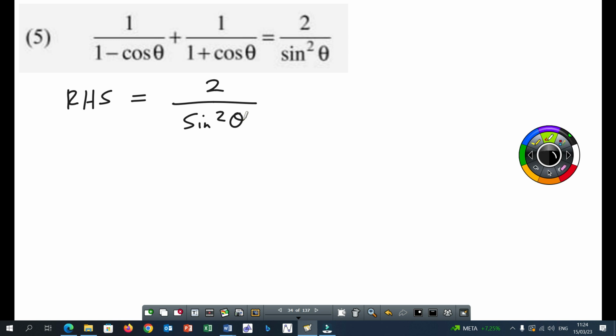I know from my algebra that if I multiply this denominator, let me highlight it. Hey, can you pay attention?